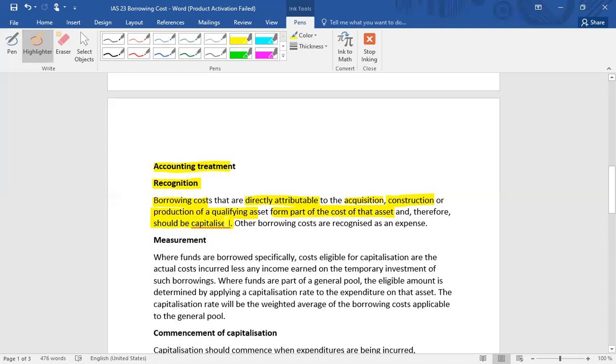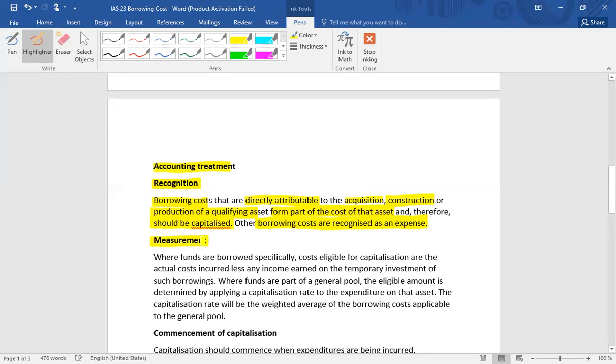And if it is not the case, you obtain a loan from a bank and such loan is not utilized for the acquisition, construction or production of a qualifying asset, then the typical treatment is that such finance cost is part of profit and loss account. So we usually see that finance cost is an item of profit and loss account, but this standard says that sometimes the borrowing costs would be part of the cost of an asset, hence it is capitalized.